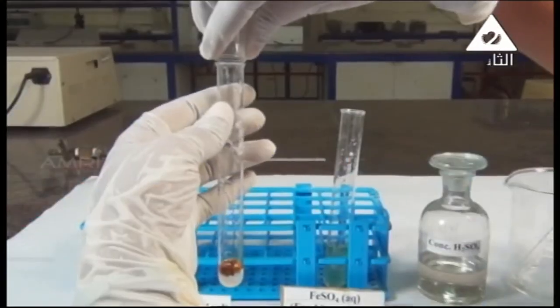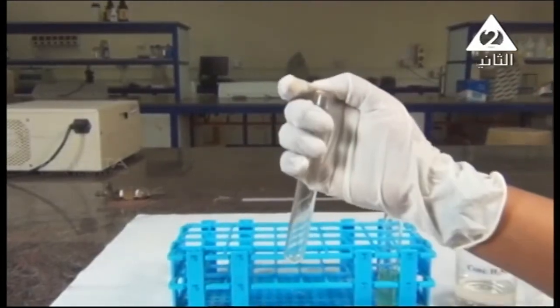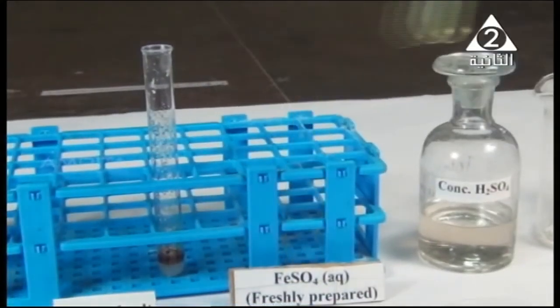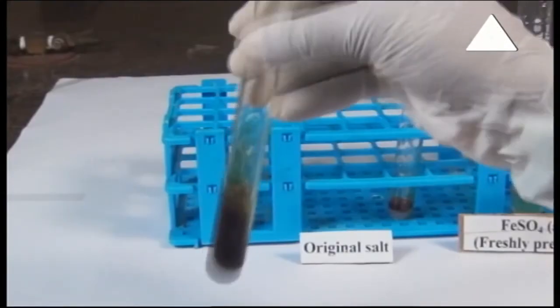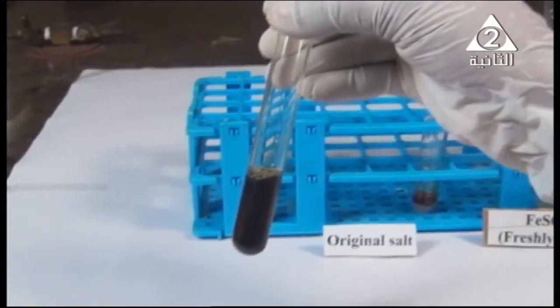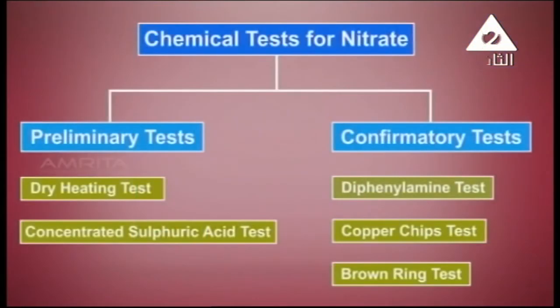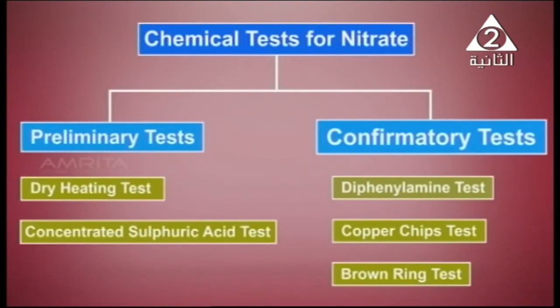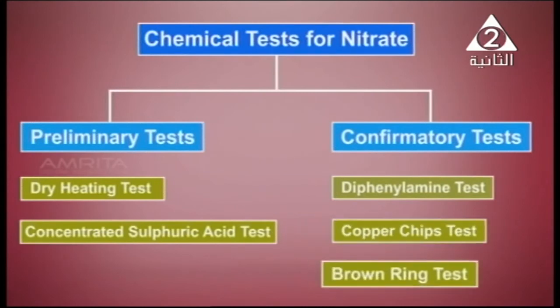Yes, you must know the important gas, especially for nitrate. What is it? NO2. Add more FeSO4; FeSO4 gives me the black ring. The confirmatory tests are the diphenylamine test, the copper chips test, and the brown ring test.